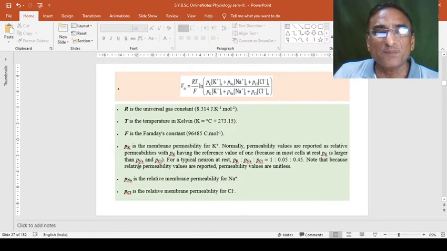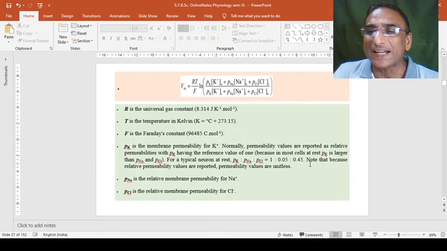Pk is larger than P of either sodium or chloride ions. And for a typical neuron at rest, Pk, PNa and PCl mean potassium, sodium and chloride ions are in a ratio. These are always there in neuron cells, but what is the ratio of these three? So this ratio is potassium 1, sodium 0.5 and chloride 0.45. This is the general ratio of the equilibrium present in a neuron cell.